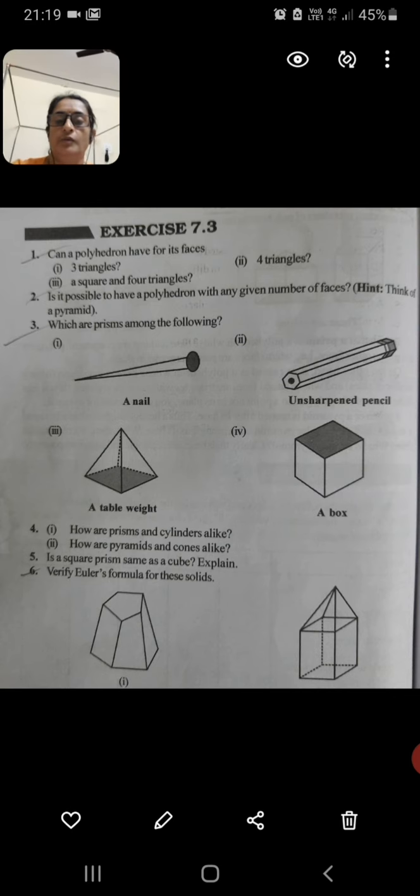Let us go to question number 6, that is verify Euler's formula for this solid. Now children, what is Euler's formula? Euler's formula is to find out faces, vertices or edges of a given solid figure. So if you know faces and vertices of a given figure, you can find out edges. If you know edges and vertices, you can find out faces using Euler's formula. The Euler formula is F plus V is equal to E plus 2. So F stands for faces, V stands for vertices and E stands for edges. So using that you can find out whatever unknown value is there.